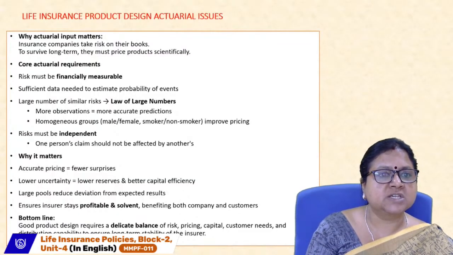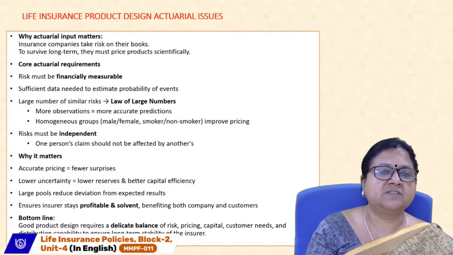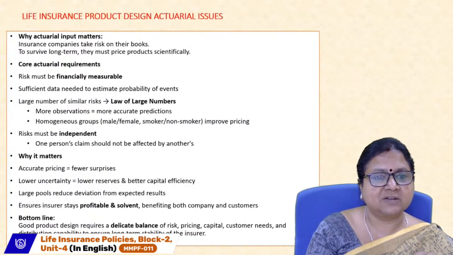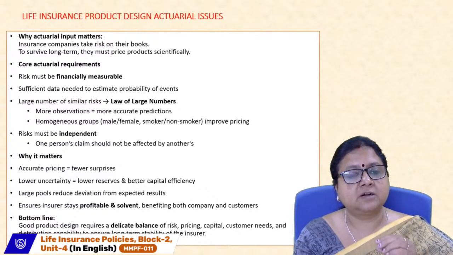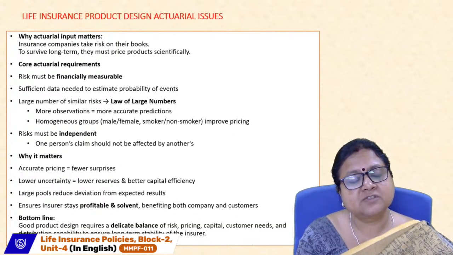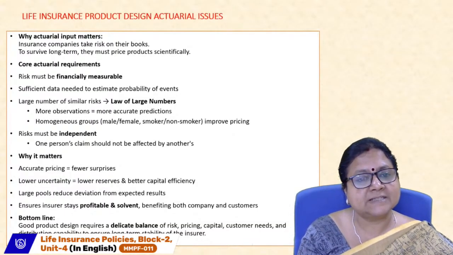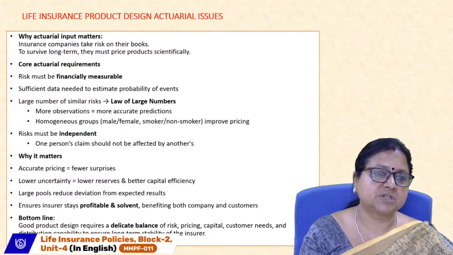So actuarial inputs actually matter. Insurance companies take risk on their books to survive long term. So that is why they need to price their policies and products very scientifically. There are rules we have already discussed, or you can say the concepts, based on which they formalize the price of each of the different types of insurance policies.